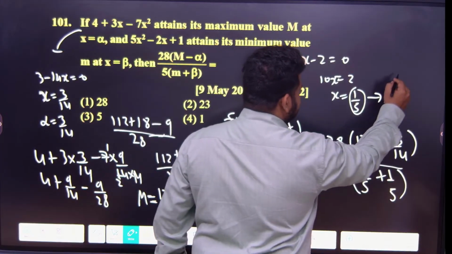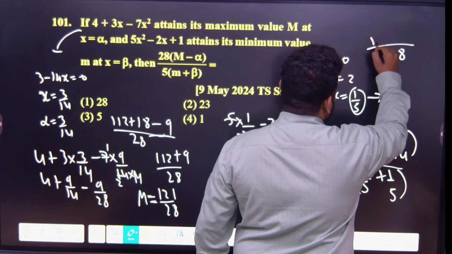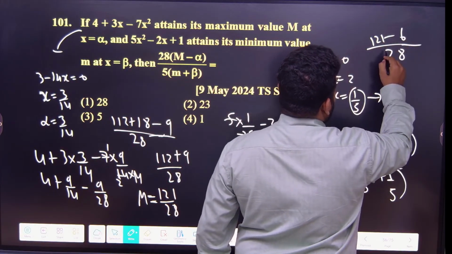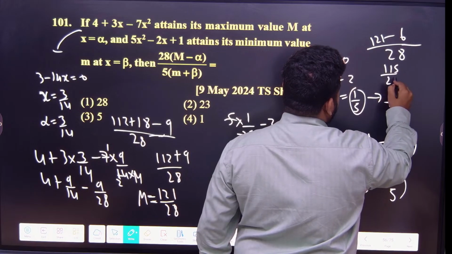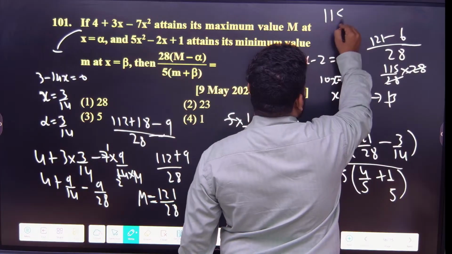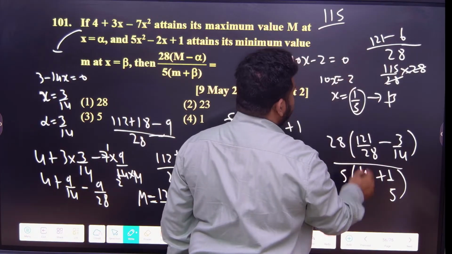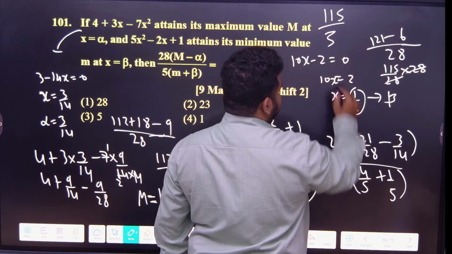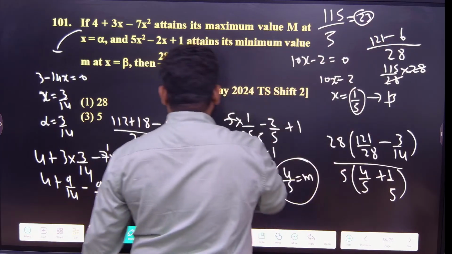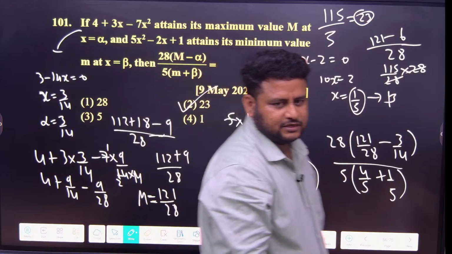If I take the LCM here, 28, 121 minus this is what? 14 2s are 28. So 2 3s are 6. So 115 by 28 into 28. Correct na? 28 cancel. Numerator will have only 115. Denominator will be 5 by 5. So this will be 5. Okay. So 5 2s are 10, 5 3s are 15. 23 will be the answer. So option 2, 23 is the answer.